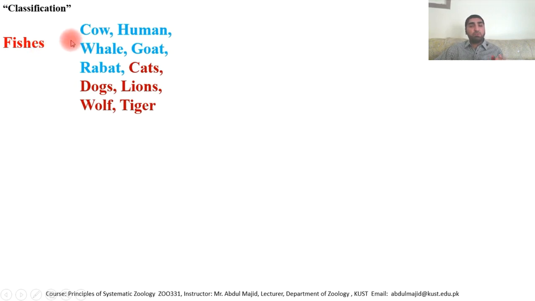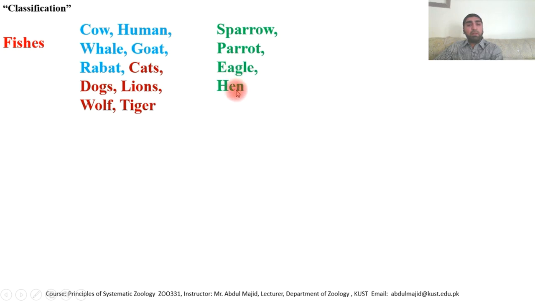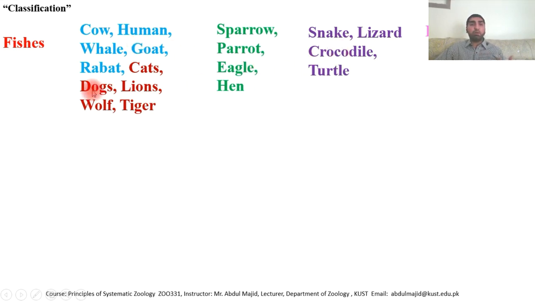And again, then what we do, we place these fishes, cow, human being, whale, goat, rabbit, cats, dogs, lions, wolf, tigers, sparrow, parrot, eagle, hen. Now look at the difference. Fishes are very different from cow, human, whale, goat, tiger, and lion. Sparrow is very different from these. These are birds, these are mammals, and these are fishes. And then snakes, lizards, crocodile, turtles. Again, they are very different from every one of them. And then frogs and toads, again very different from human beings, from sparrow, from everyone.